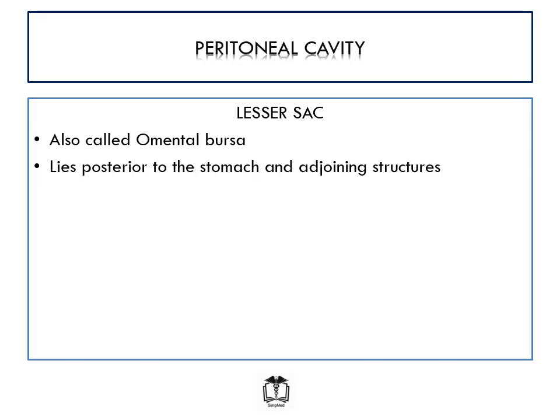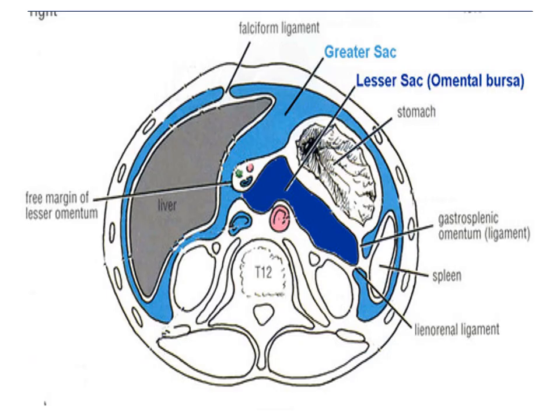Let's talk about the lesser sac. The lesser sac is also called the omental fossa. It lies directly behind the stomach and its adjoining structures. And it is a sac that is connected to the greater sac through a small opening that we'll talk about next. That opening is called the omental foramen of Winslow.